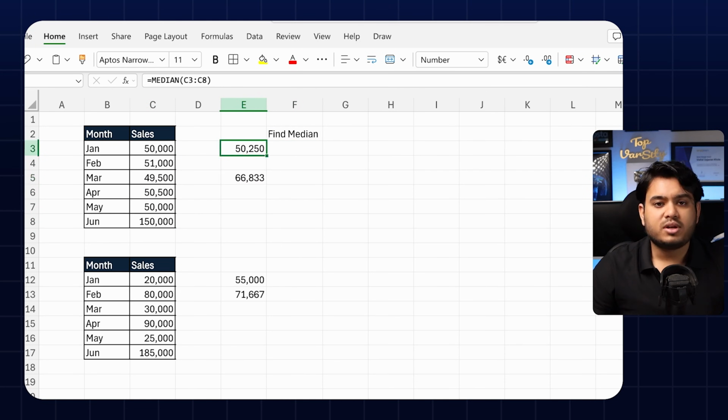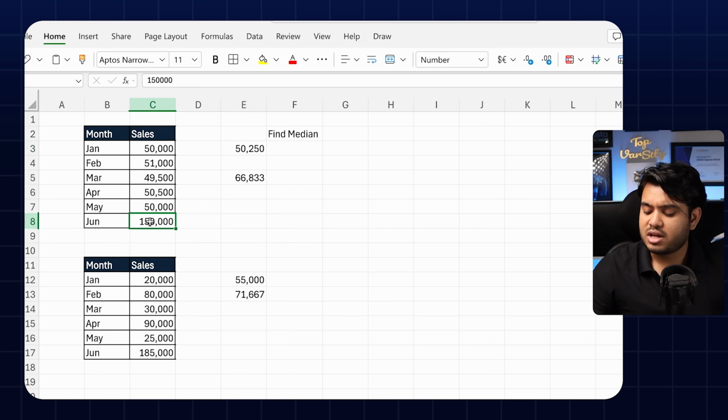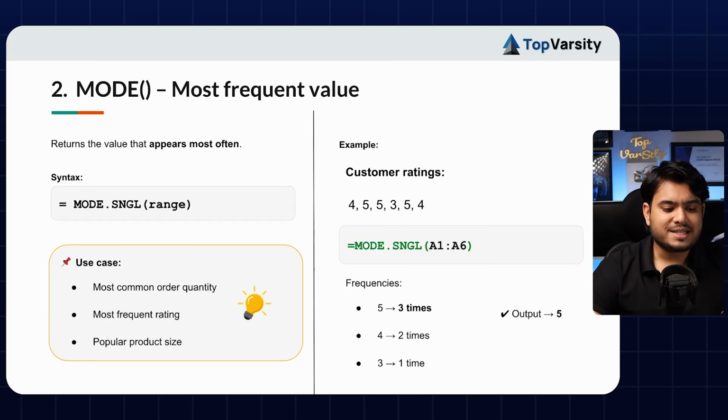So median you will consider whenever it is a projection. Average mostly you will not consider because outliers will be there. So I hope you understood this thing also. Now next thing is mode.